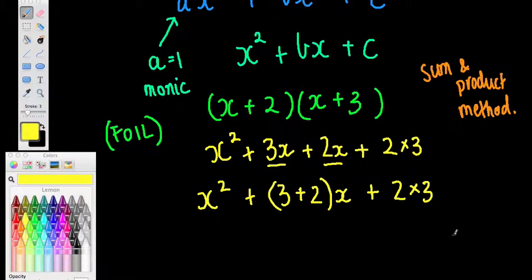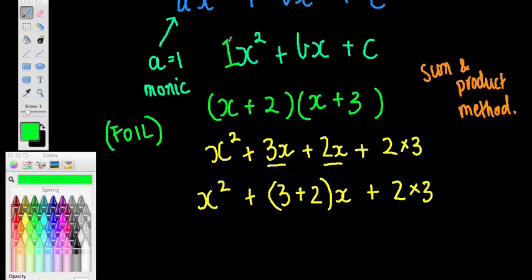Okay, now when we factorize, whenever we've got just a 1 out the front here, it means that the first term in the 2 brackets is always going to be just x, because to get x squared as our first term when expanded, we couldn't have any other numbers here. If we had, say, a 2 at the front, that would be 2x times x.